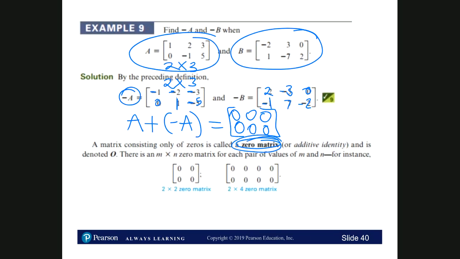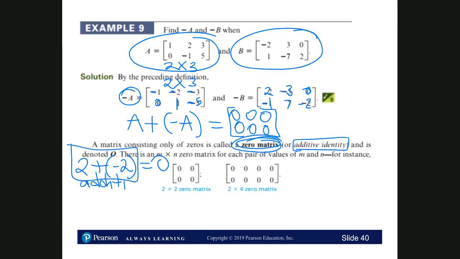By the way, that is also called the additive identity. And just to remind you, with numbers, just like I gave you the example of 2 plus negative 2 will equal 0. We do call these two additive inverses. They are the additive inverse of each other. And we do call 0 the additive identity.